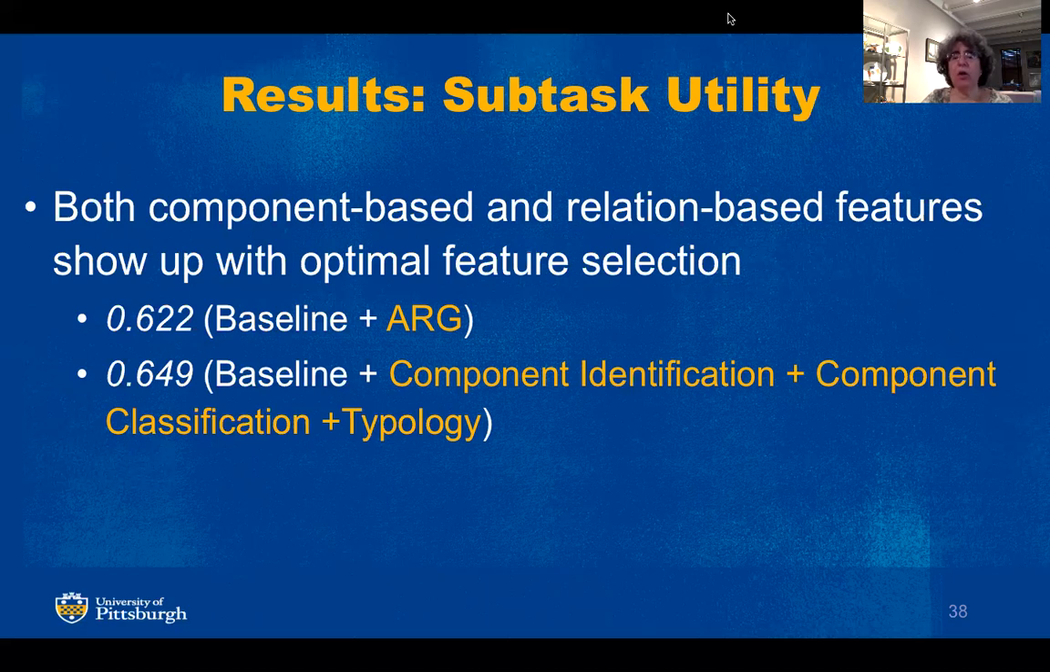And it turns out that features from all 3 of the subtasks turned up in the final optimal model. We had features just based on identifying the segment boundaries. We had features from associating labels with the segments, and then we had features constructed with, finally, the global discourse structure from the relational aspects.